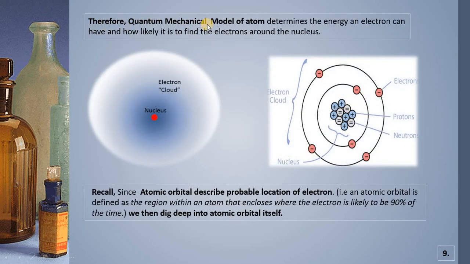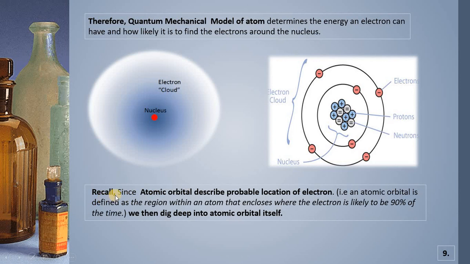Therefore, the quantum mechanical model of the atom determines the energy an electron can have and how likely it is to find the electron around the nucleus. Look at a pictorial illustration. This is the nucleus at the center. This is the electron cloud. The bone of contention is that we are trying to find the location of the electron. And never forget that the nucleus is made up of proton and neutron. So how can we find where the electron is located, here, here, or here?